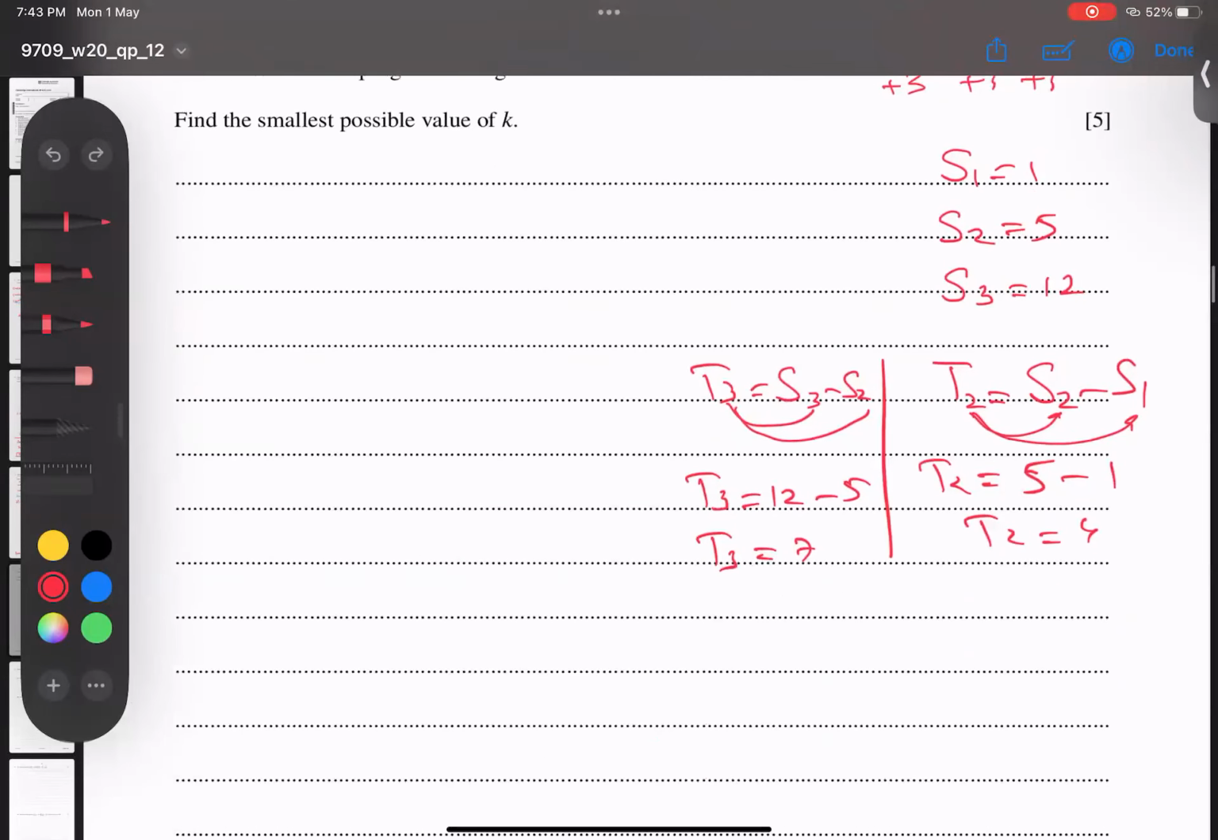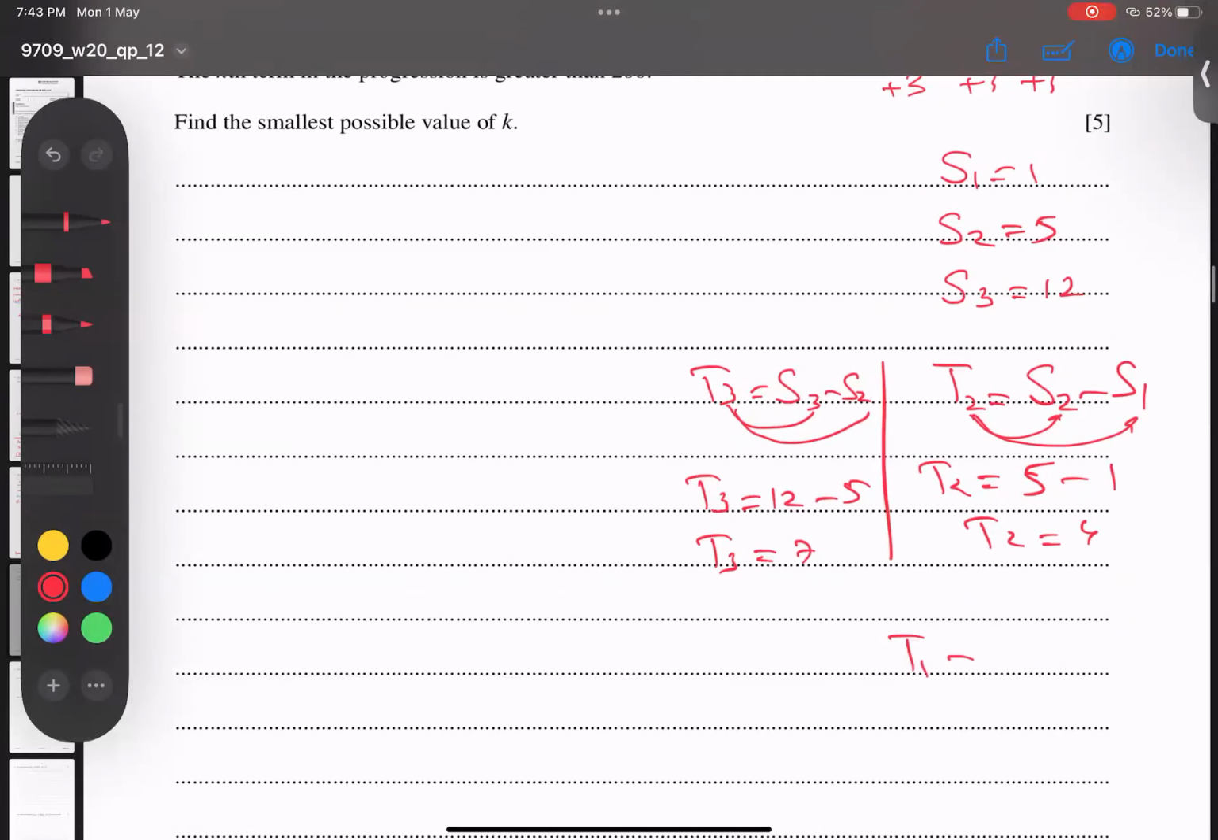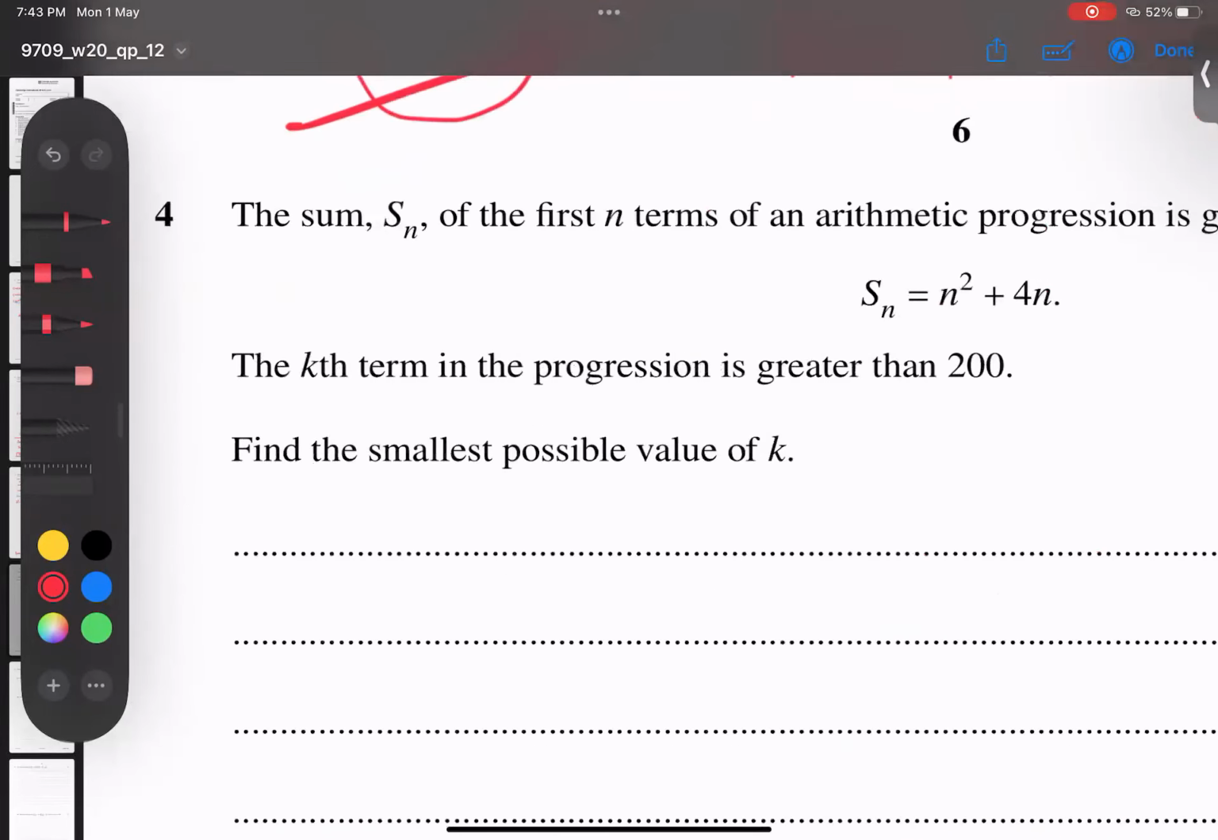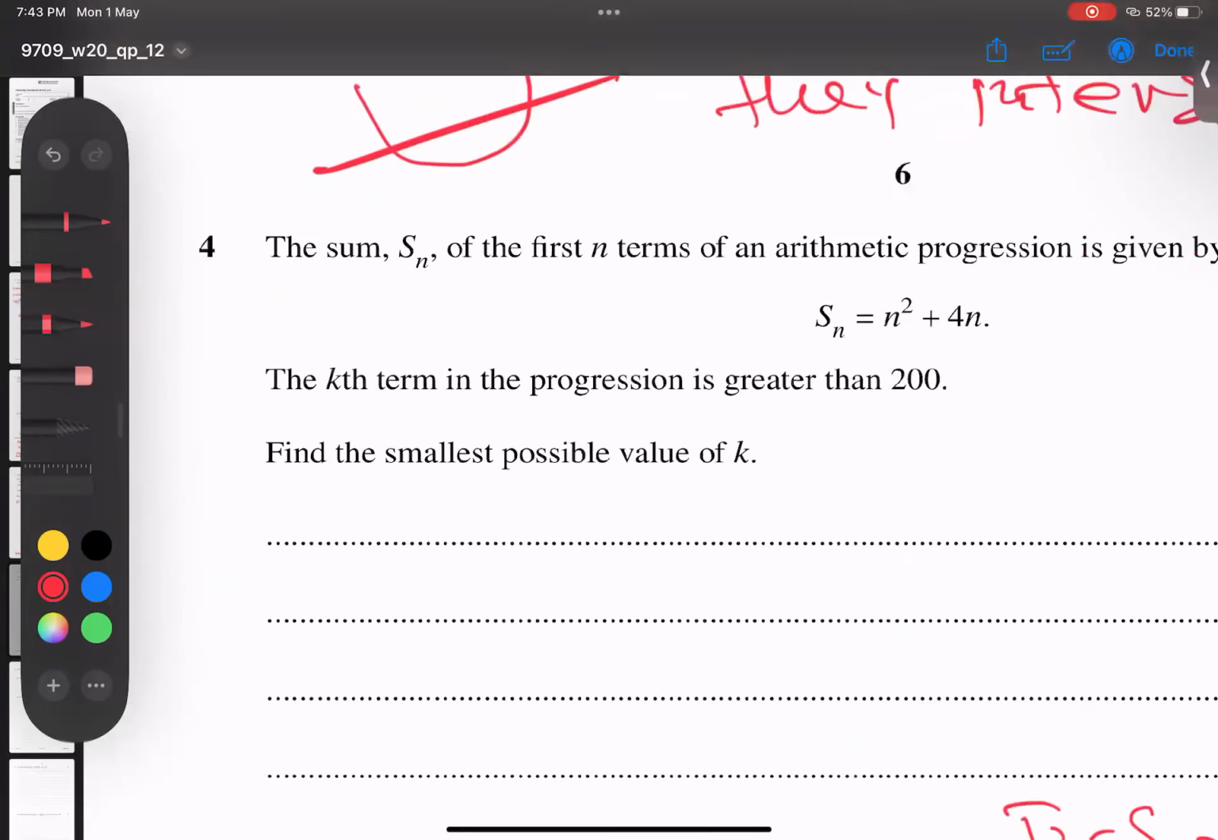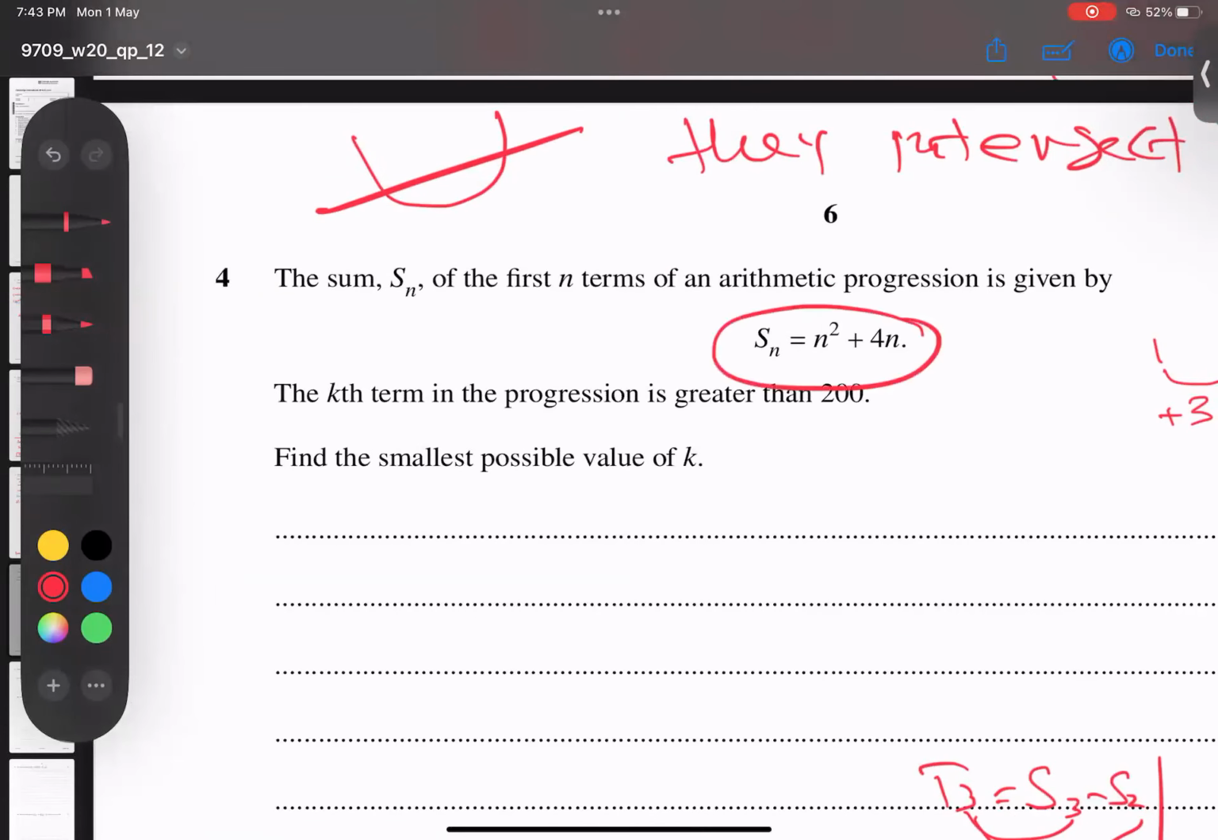What formula is coming? If I'm looking for the first term, the formula is S1 minus S0. For the second term, S2 minus S1. I hope it is very clear. Let's start. What is the question asking here? First of all, we have to find the first term and the common difference. So what is S0? Put 0.